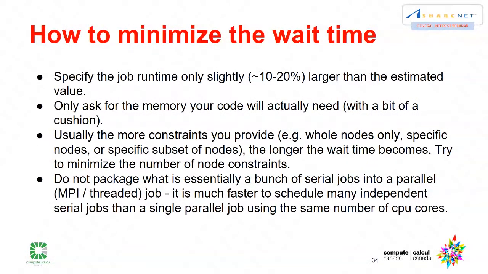And there are multiple factors to resolve those kinds of constraints, so you have to be careful. And do not package what is essentially a bunch of serial jobs into parallel jobs. It is much faster to schedule many independent serial jobs than a single parallel job using the same number of CPU cores. Let me briefly touch on file management as well.